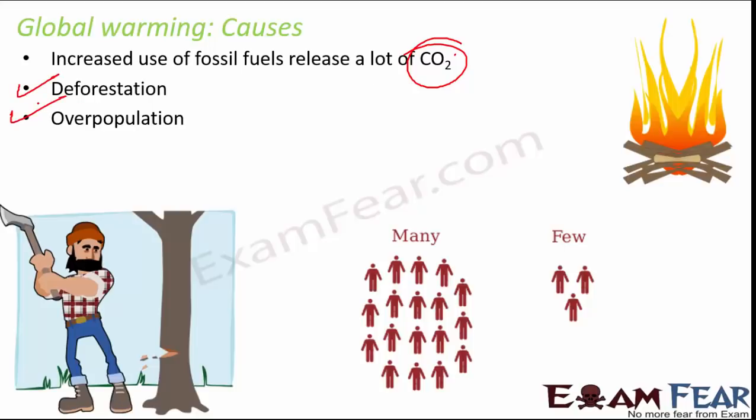Now they are all interlinked. When the population is more, their needs are more. They cut all the trees. Now when the trees are cut, what happens? The entire balance is disturbed, because when there are trees, they actually take up carbon dioxide, right? Which we release. But when there are no trees, there is nobody to take up carbon dioxide. So they are all interlinked.